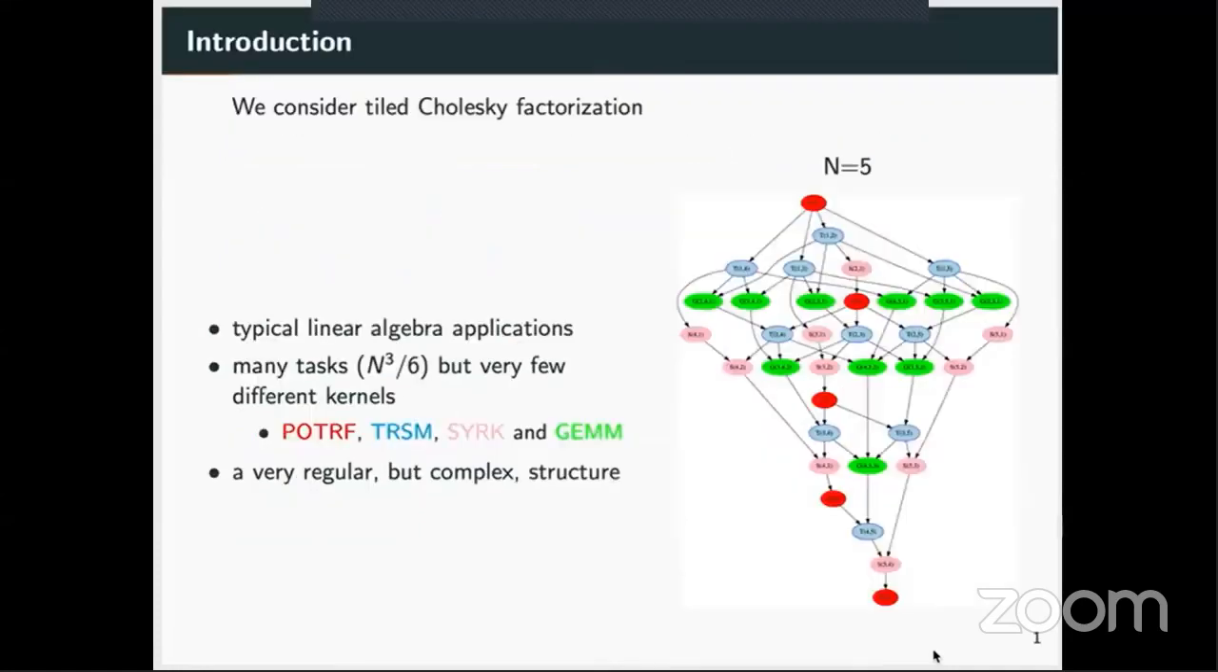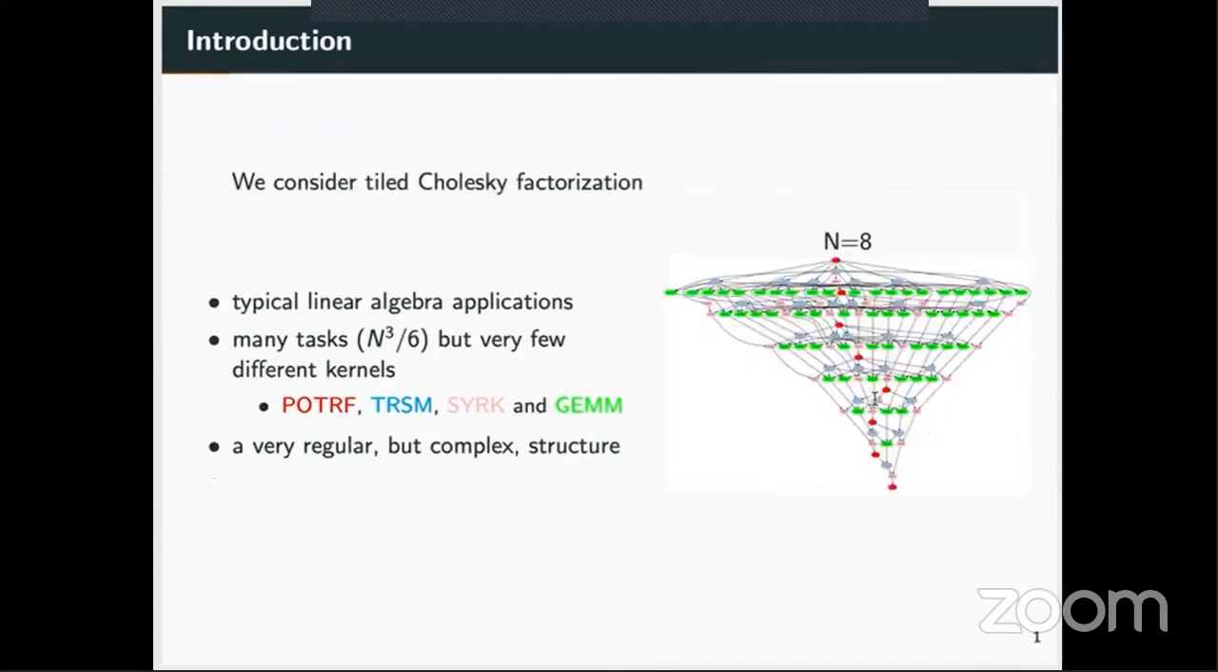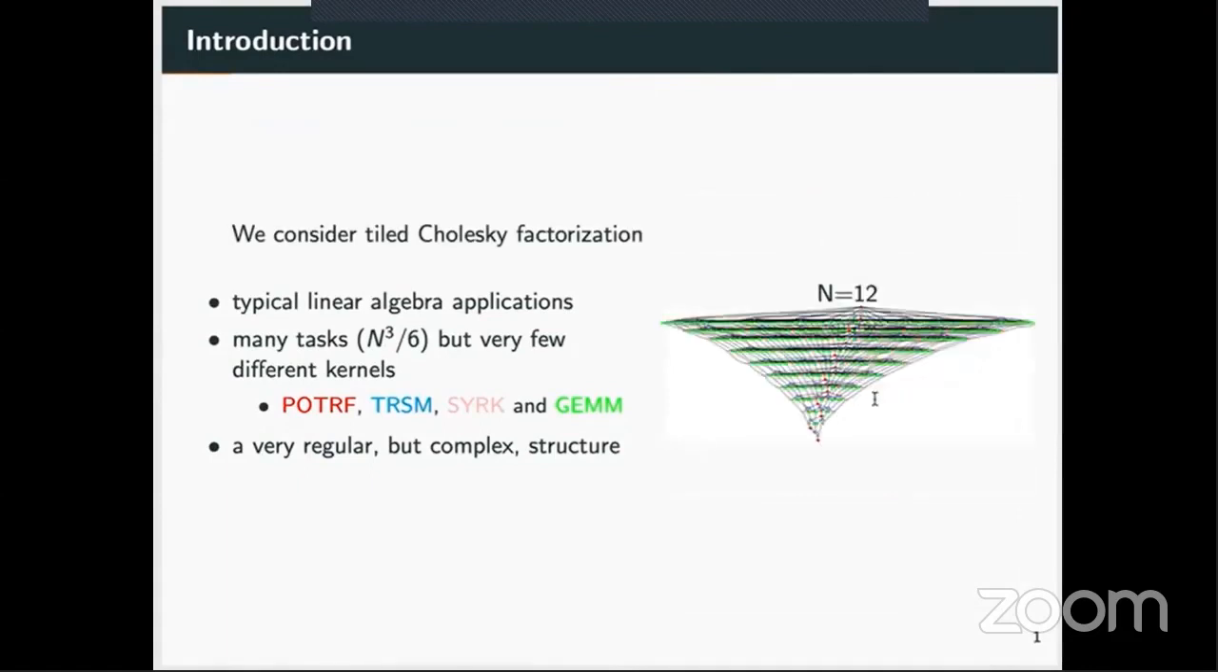So we will consider tiled Cholesky factorization. You have an example of the DAG on the right part of the slide. So this is very typical of many linear algebra applications in the sense that there are plenty of tasks of order n cube, but in fact very different kernels, here depicted by different colors, blue, red, pink, and green, and a very regular but complicated structure. So here you have the DAG for n equal to 5, and then n equal to 8, and n equal to 12 to give you an idea of the shape of the graph when the problem size increases.